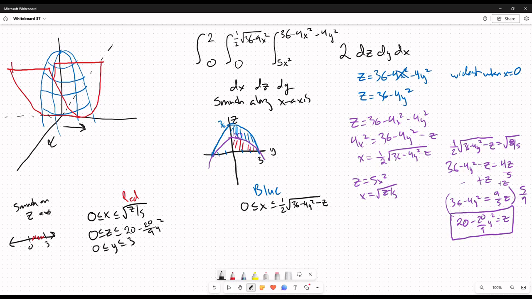And then we smushed down. What is my z coordinate going between? Now it's going between these two different curves. It's going between the intersection, 20 minus 20/9 y squared, and this top curve, which is 36 minus 4y squared.